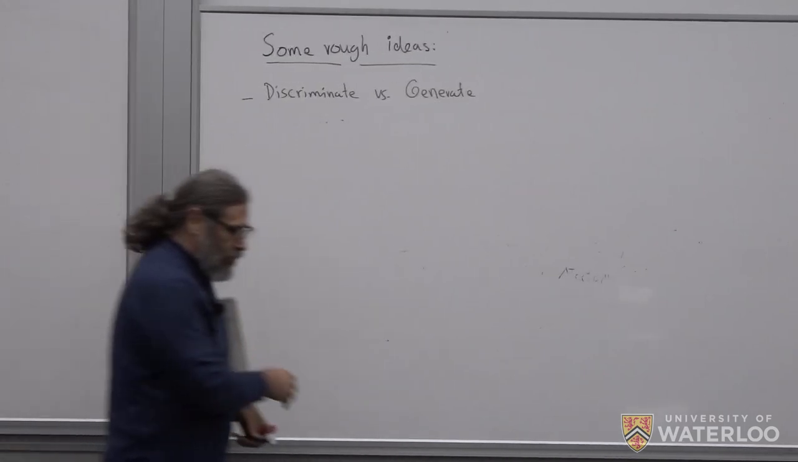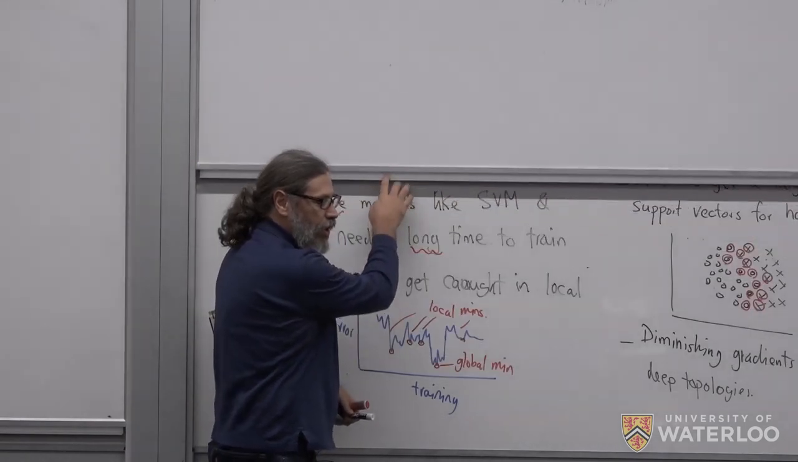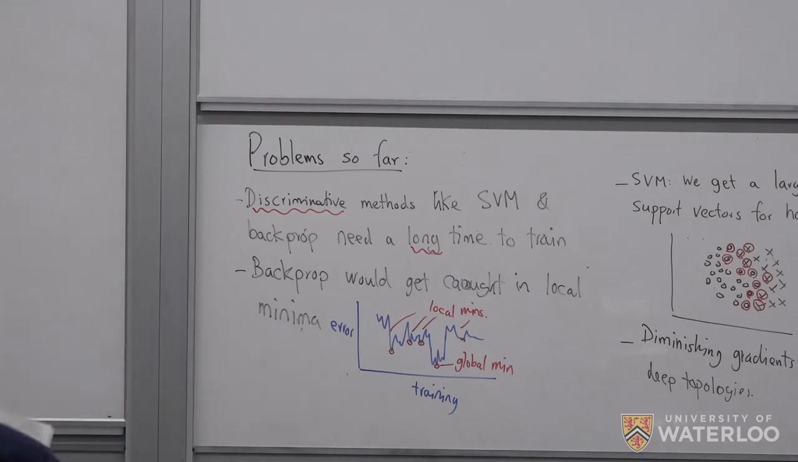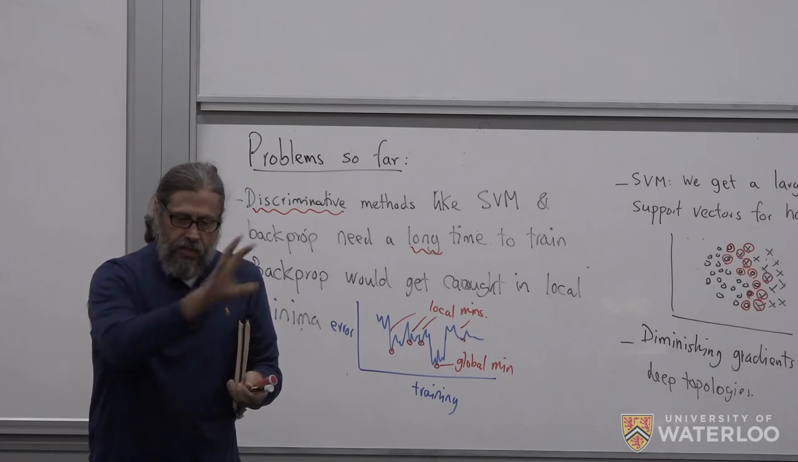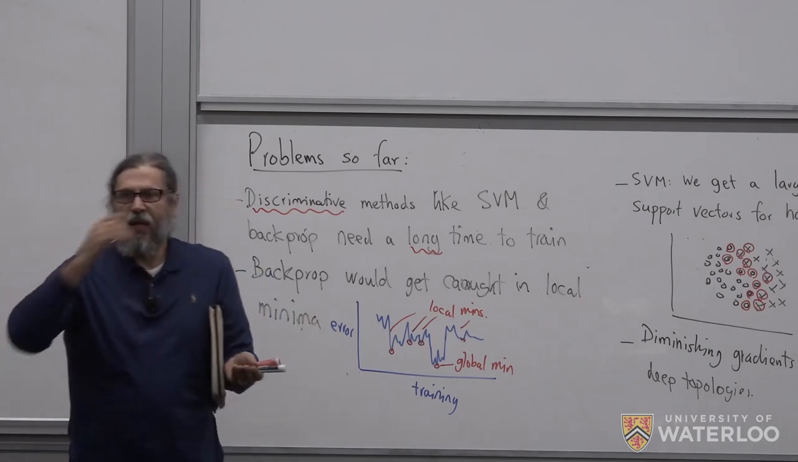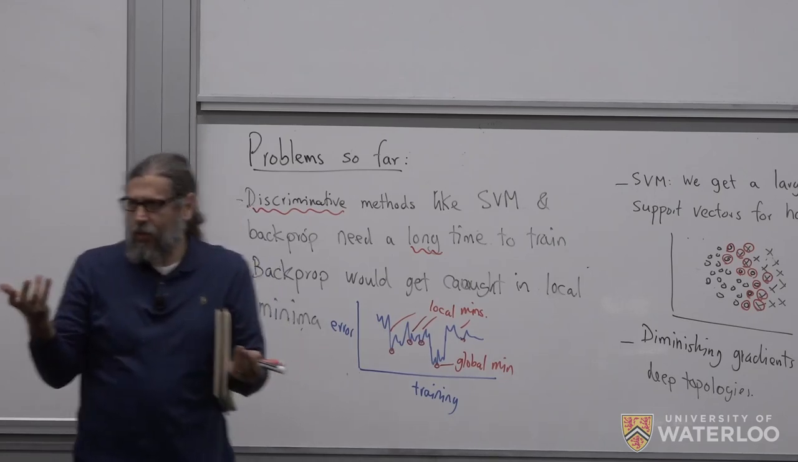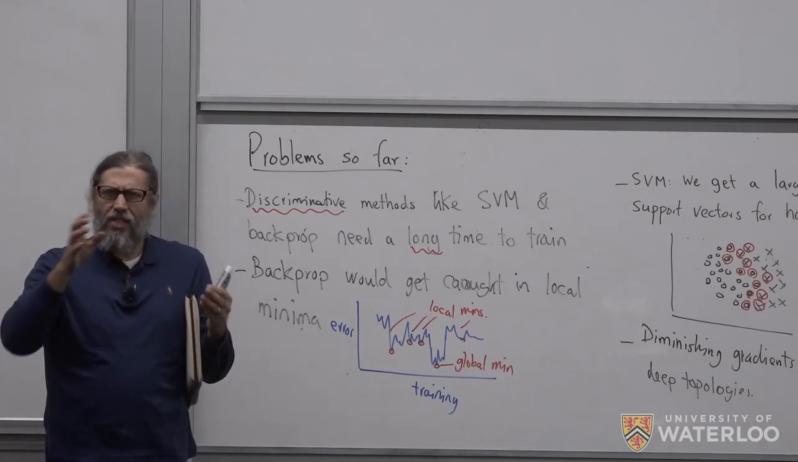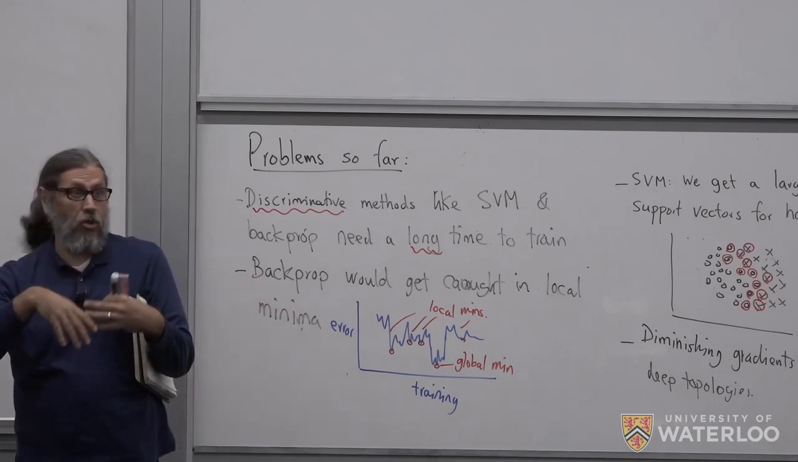So, discrimination versus generation. We have been focusing too much on saying this is class A, this is class B, this is discrimination. But what about if you can generate the data? Doesn't that require more intelligence actually? So you want to say this is Picasso, this is Van Gogh. Okay, can you be Van Gogh?